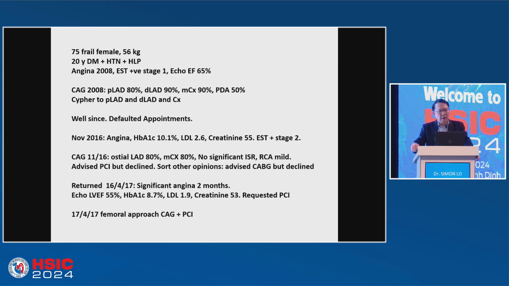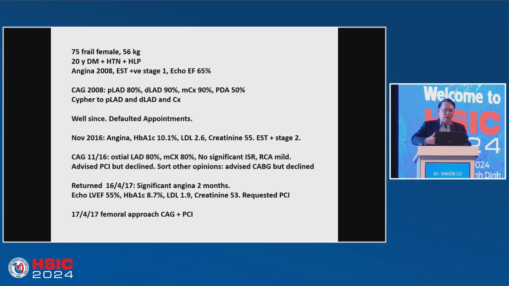She was complaining of angina, and all her risk factors were not perfectly controlled. Again, the stress test became positive in stage 2, and she was advised to have an angiogram in November. That time I saw her. And this time, it showed an ostial LAD lesion and a mid-circumflex lesion, same 80%, before the previous stents. But the previously implanted Cypher stents showed no significant in-stent restenosis. The RCA was okay. She was advised PCI because of the symptoms and the strongly positive stress test, but she declined. She also sought other opinions, and she was even advised to have CABG, but she declined.